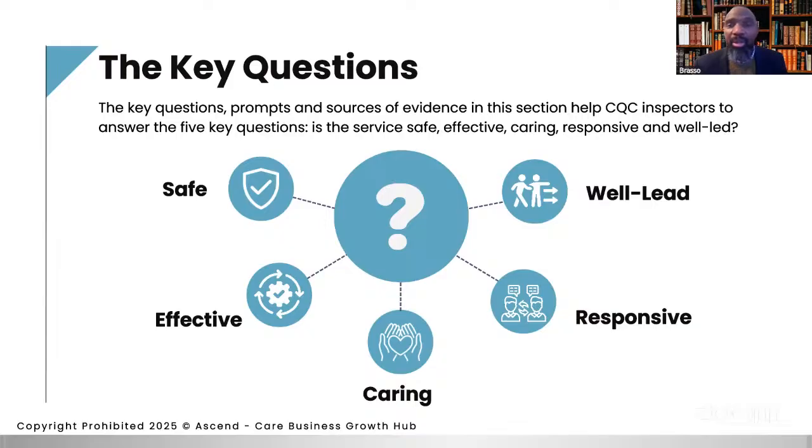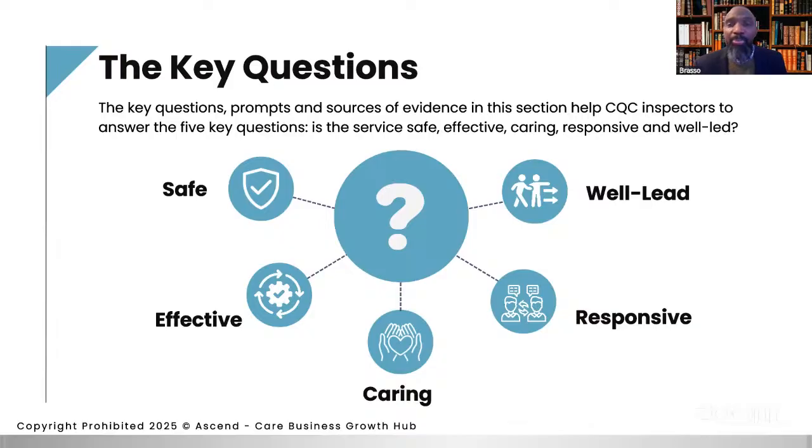Being caring is about demonstrating that this is going to be the founding values of the organization. Being responsive is about being proactive, anticipating changes, and implementing mechanisms to make sure that we deal with any eventualities. Being well-led is about the leadership: the nominated individual, the registered manager, making sure that the organization has got all it needs to operate, supervision of staff, infection control mechanisms, etc.